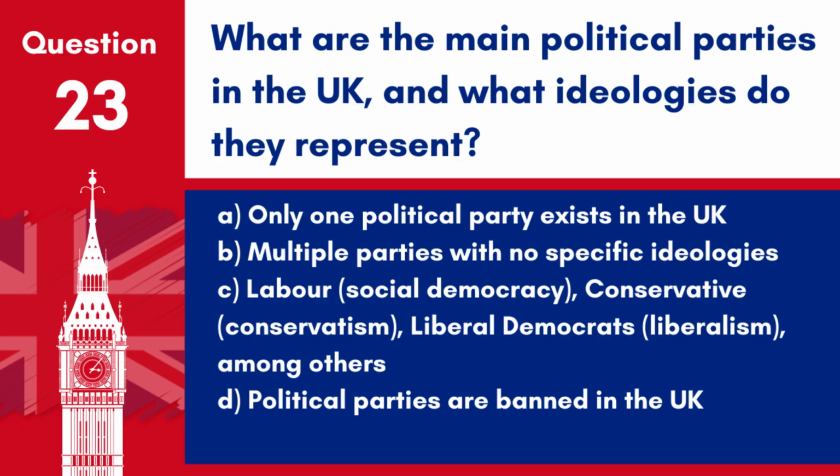Question 23. What are the main political parties in the UK, and what ideologies do they represent? A. Only one political party exists in the UK. B. Multiple parties with no specific ideologies. C. Labour, Social Democracy, Conservative, Conservatism, Liberal Democrats, Liberalism, among others. D. Political parties are banned in the UK.